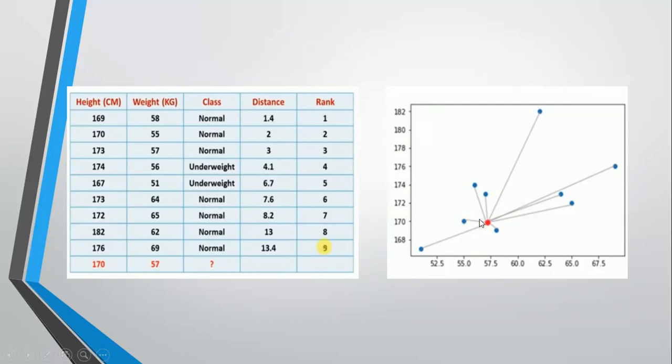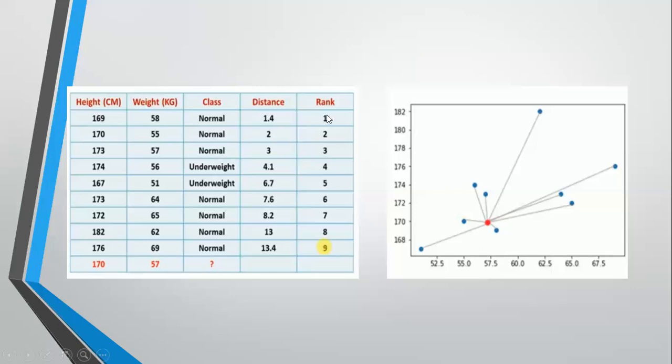You just look at this graph. The red point is the data whose class we have to find, and these are all the points for which we already have class labels. We have to consider the nearest neighbors. Based on the nearest neighbors, we can say which class this new data belongs to. That is the aim or objective of this problem.